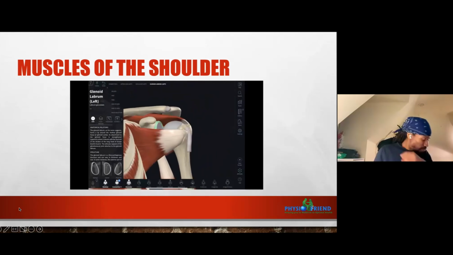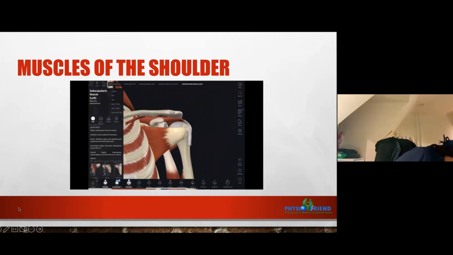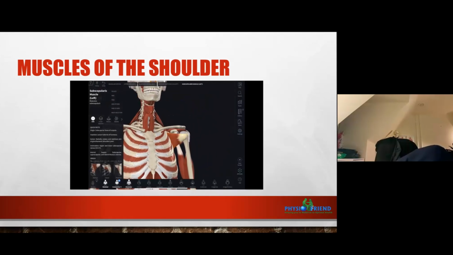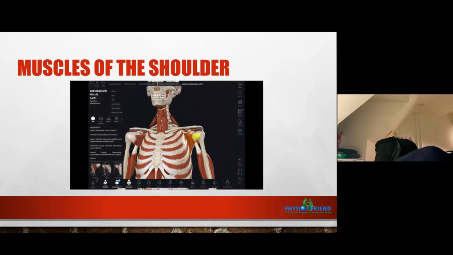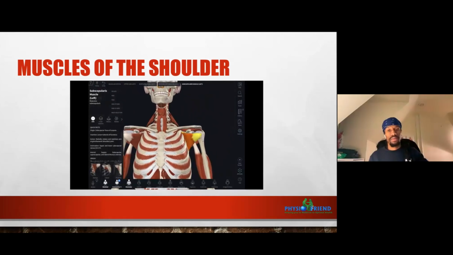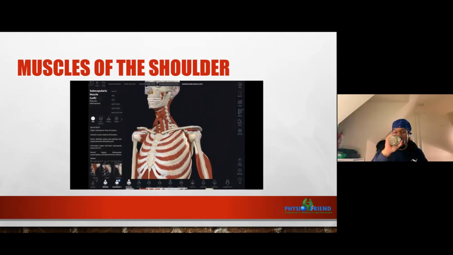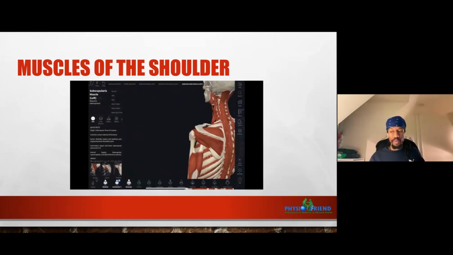So we're just going to add the muscles now. At the front, we've got the subscapularis muscle, and that makes up one of the four rotator cuff muscles, each of them holding and supporting the head of the humerus into that scapula.